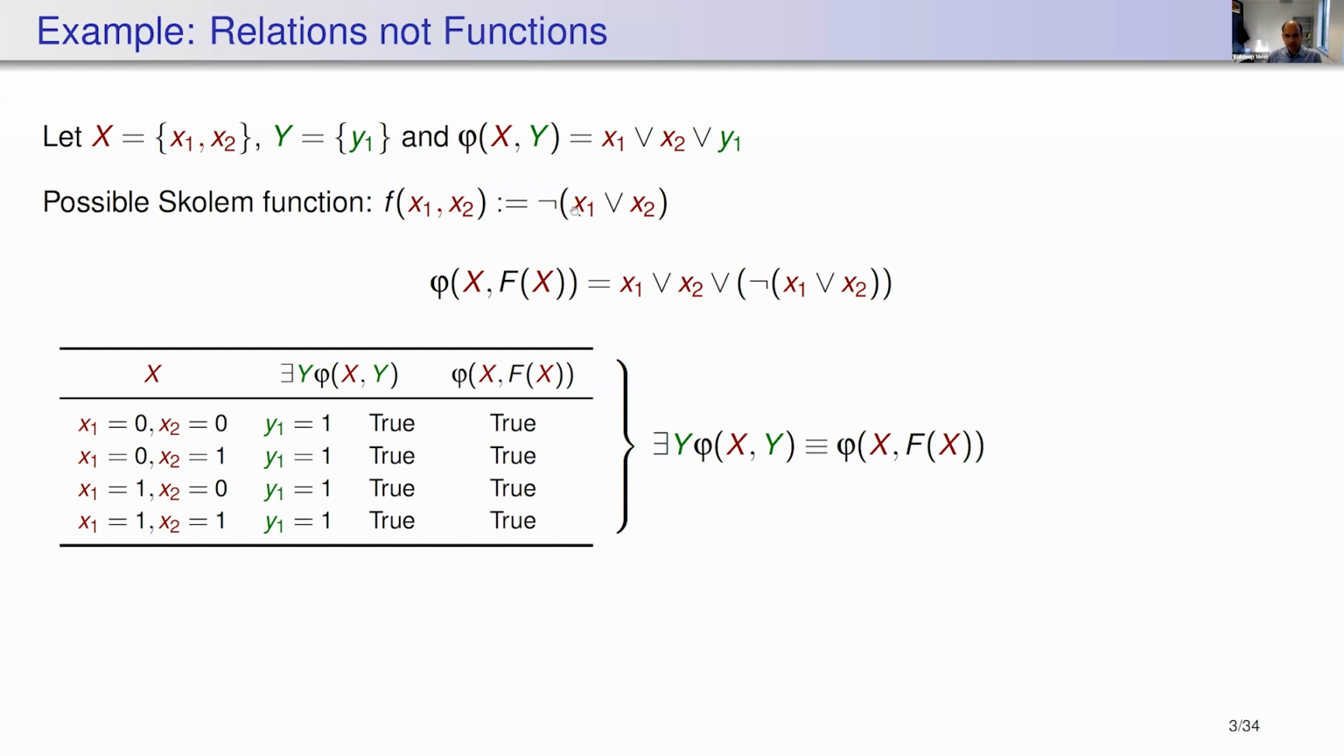Let's see what happens if we substitute y1 with the function that we have. We get a formula of the following form: x1 or x2 or not of x1 or x2. And this formula, if you simplify, is just trivially true. So it is indeed the case that for all assignments of x, if there exists a y, which in this case always exists, and that would satisfy the specification, then also substituting y with f of x satisfies the specification.